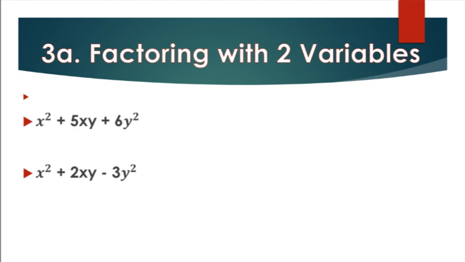Next one, when you have two variables involved with it. When we have two variables involved, that means when we have our binomials, we need to have an x at the beginning and we need to have a y at the end. And then we do everything else the same. Since everything's positive, we're going to be having plus signs in our binomials. So what do I multiply to get 6, but add them together gives me 5? Well, I know that 2 times 3 gives me 6, and 2 plus 3 gives me 5.